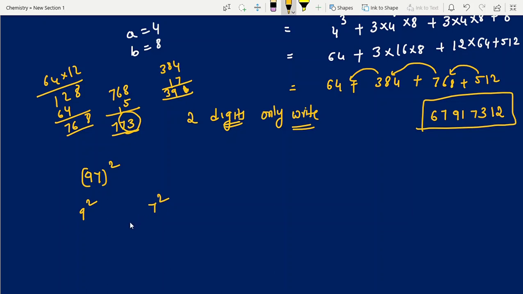After that what you will do? Just multiply these two: 9 into 7 into 2. That's it. 9 9s are 81. 7 7s are 49. Right.